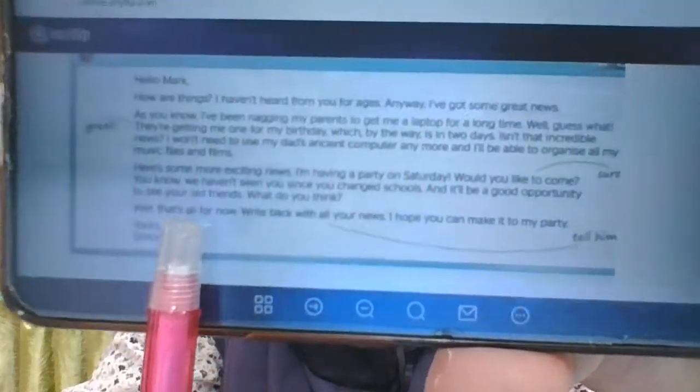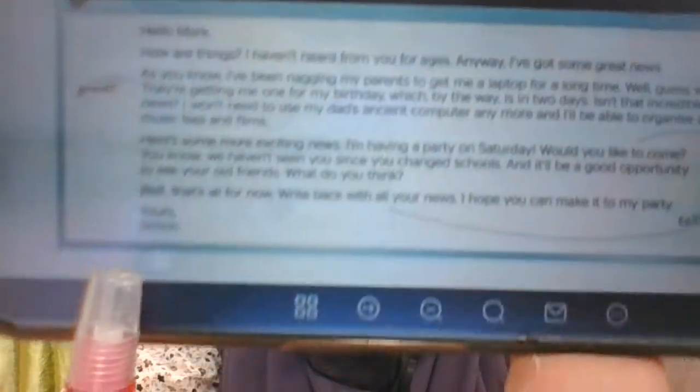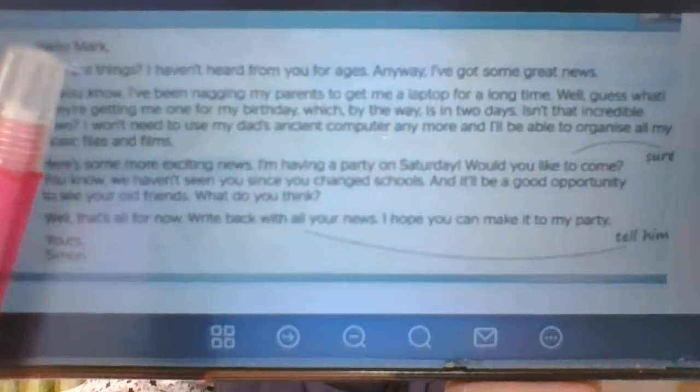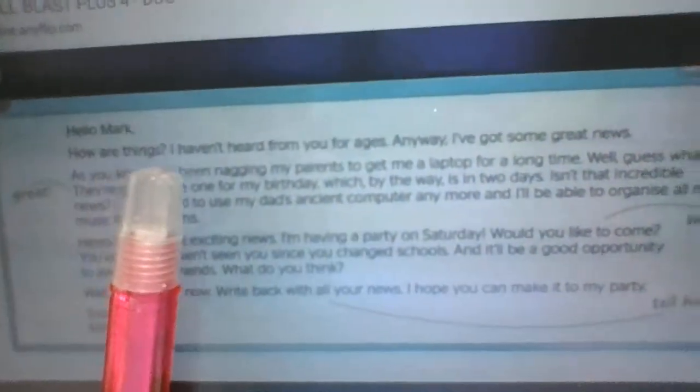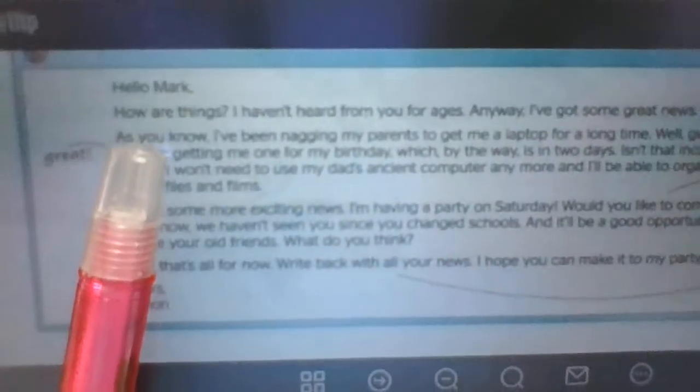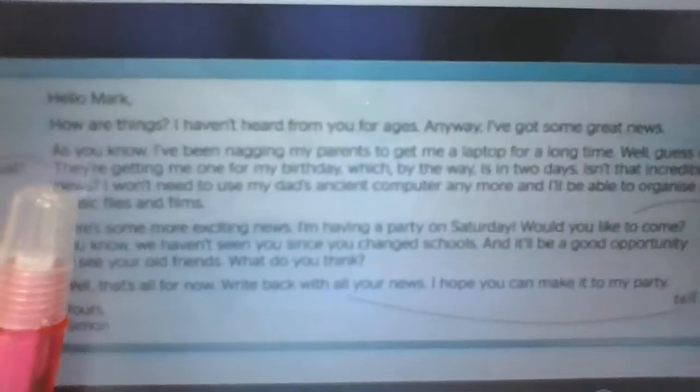This is the email from, who is it from? This is from Simon to Mark. Okay. How are things? Hello Mark. How are things? Like, how are you? Something like that, yeah? I haven't heard from you for ages. Anyway, I've got some great news. Alright, so this is the second paragraph.